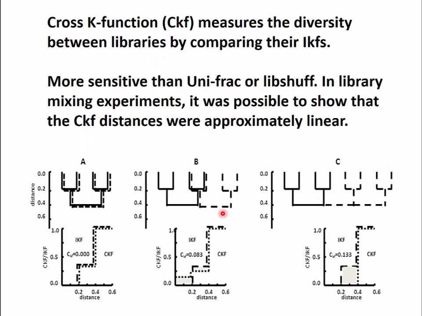Now the cross-K function does something very similar, except now you compare one library to the other. And so in this case, these are the intra-K functions of the two libraries, with the solid and dashed lines. They're both the same. The cross-K function is 0. Now the libraries are different. And so it's the difference between the intra-K functions and the cross-K function that gives you this number here. And then as they become more dissimilar, more different, this number grows. And it turns out that this is more sensitive to change than UniFrac, which is the other popular way to do this. And in library mixing experiments, which I'll show in a little bit, it's possible to show that the differences were approximately linear or monotonic with the differences in the libraries.